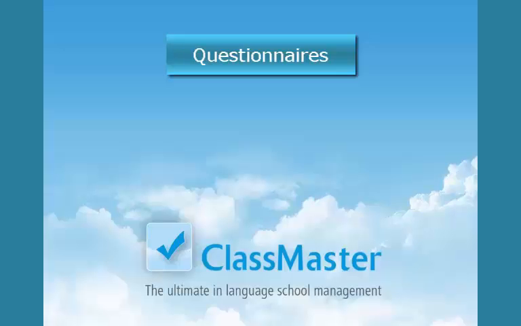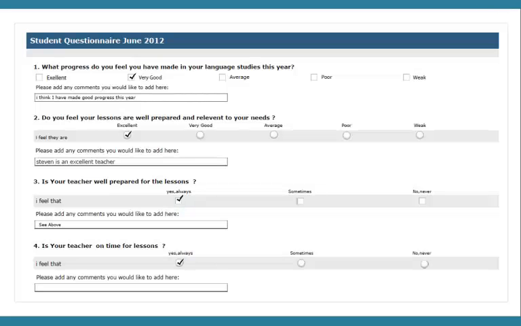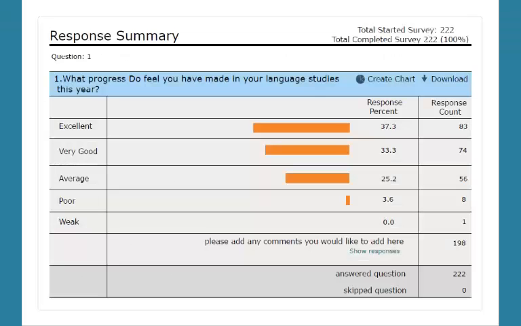Questionnaires. Learn what your school is doing right and what can be improved. Questionnaires can be sent out via email, put on your website or Facebook page. All answers are anonymous and can be easily collated to provide detailed summaries that evaluate the satisfaction of students with their courses and school. You will find the feedback from students invaluable in making the most important decisions about your school.